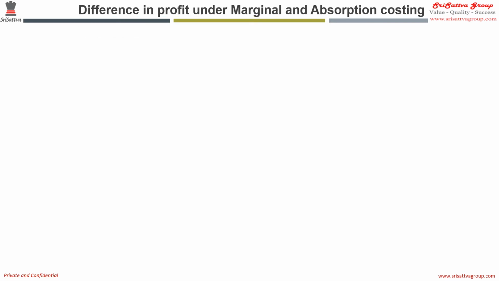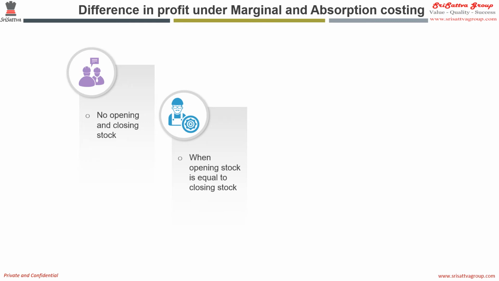Difference in profit under marginal and absorption costing. No opening and closing stock. In this case, profit or loss under absorption and marginal costing will be equal. When opening stock is equal to closing stock. In this case, profit or loss under two approaches will be equal, provided the fixed cost element in both the stocks is same amount.